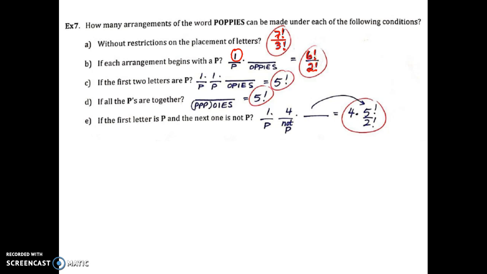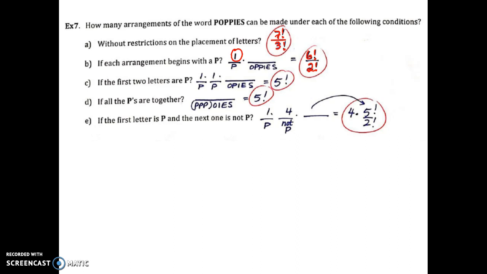Okay, with part C, it's the same sort of idea. Again, we know that the first 2 letters are P's. If you take a look at the remaining 5 letters, there's no repeats in those remaining 5 letters, so we've just got 5 factorial. Now, with part D, things are a little bit trickier.